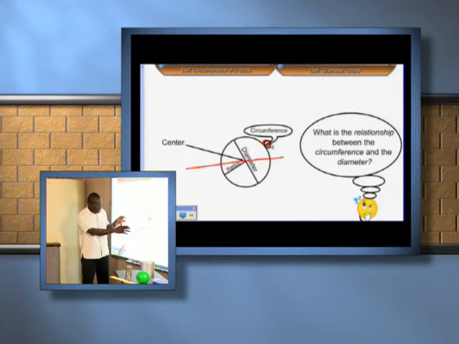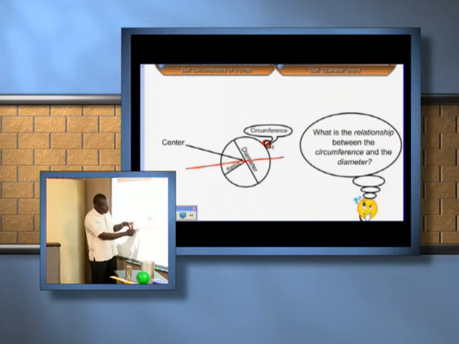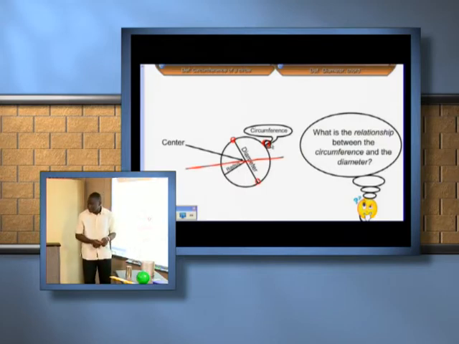No, sir. So the diameter is a straight line which is drawn from one point on the circle to another point on the circle, but it is passing through the center. Alright? The diameter is a special chord.